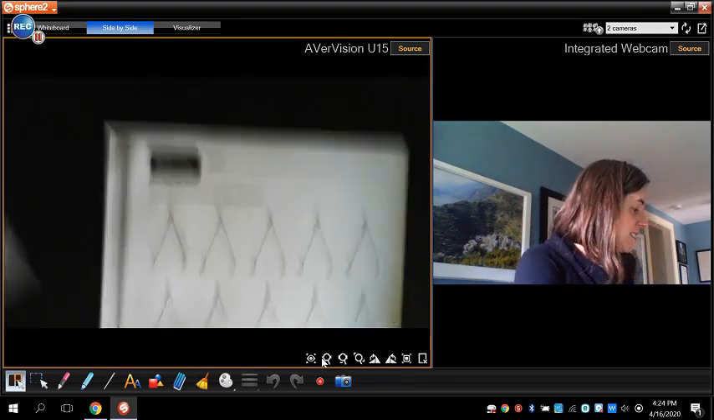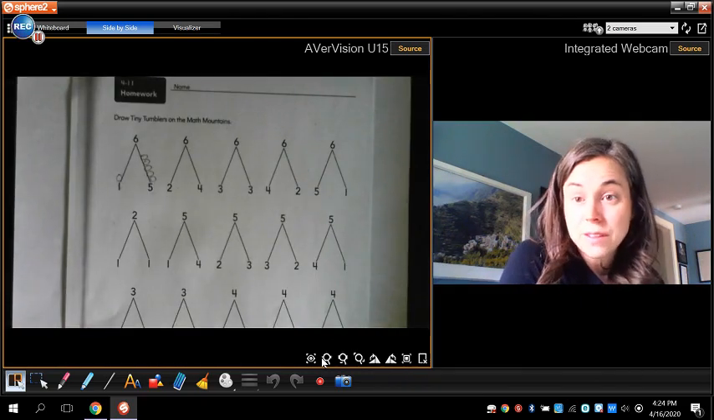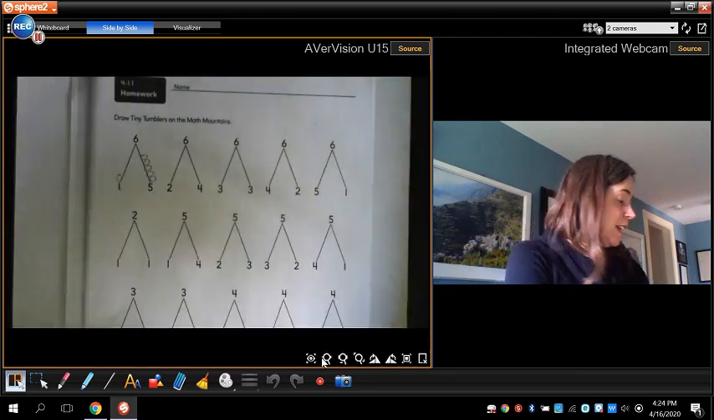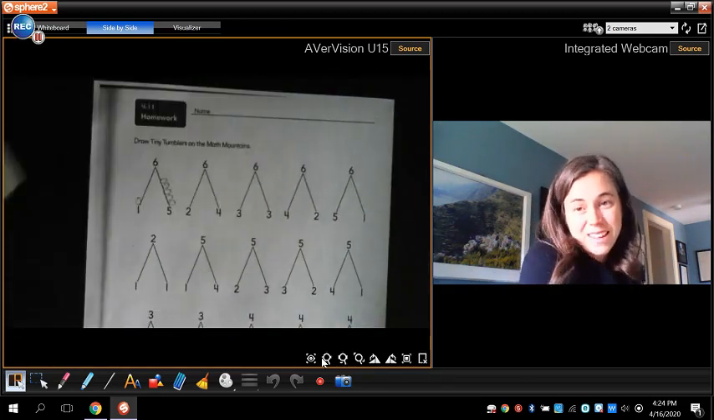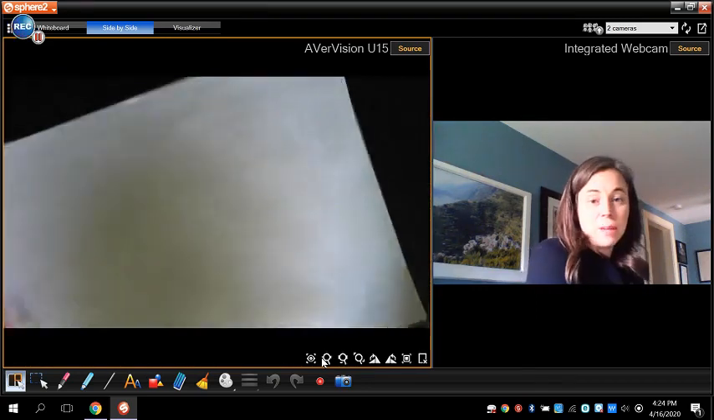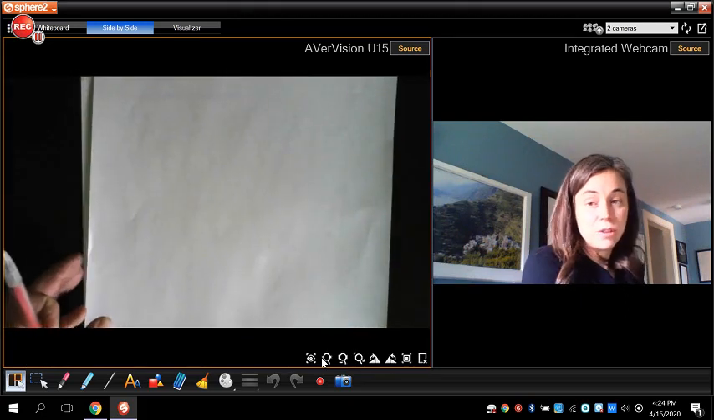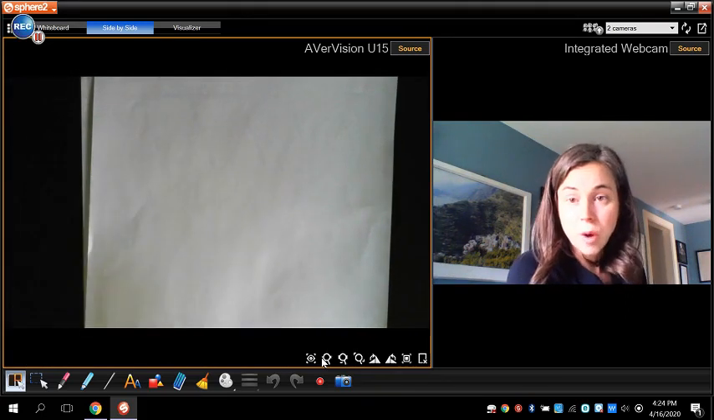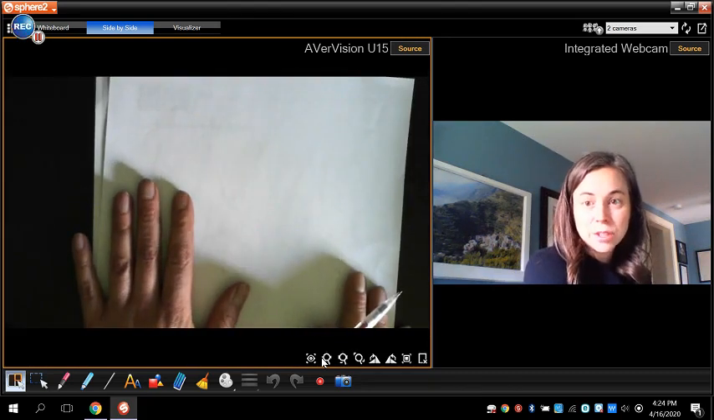So this is Math Mountains and Tiny Tumblers. You're going to be doing some of this work this week. And here's my challenge to you, and this is optional. You don't need to do this, but I think it's fun. If we were in school, we would do this. So I would give you a blank piece of paper and your crayons and pencils, and you could use markers. You could really use anything you want from home. And I want you to draw what you imagine a tiny tumbler to look like.